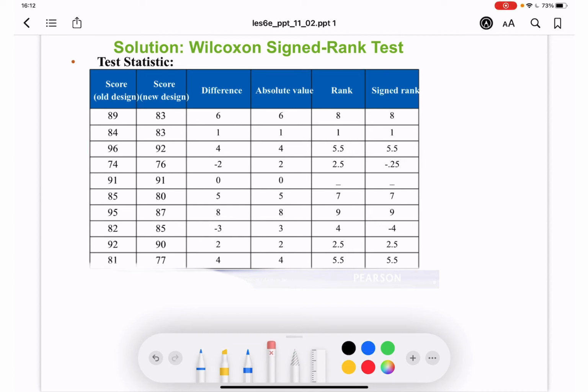So what we're gonna do now, we're gonna get the difference between old and new designs. Here is our difference. So we get here 89 minus 83 is 6, 84 minus 83 is 1, and so on, all the way down. Next step, we are going to take the absolute value.